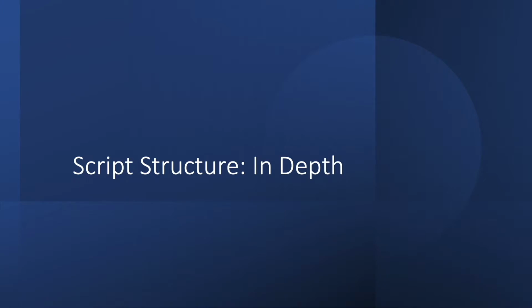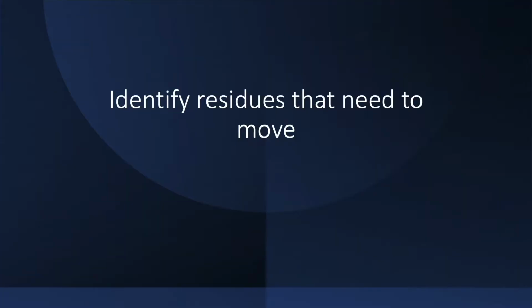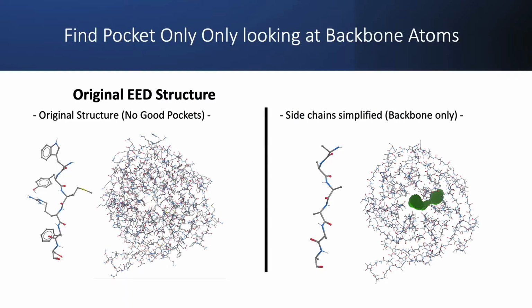Now, looking at the script structure in more depth, after loading the protein and isolating the WDR part of the structure, the next step was to identify the specific residues blocking a potential pocket. First, because the side chains are way more flexible than backbone atoms, the first step was to find a pocket that does not overlap with any backbone atoms. This allowed the script to try to look for binding pockets without having to move the backbone atoms far.